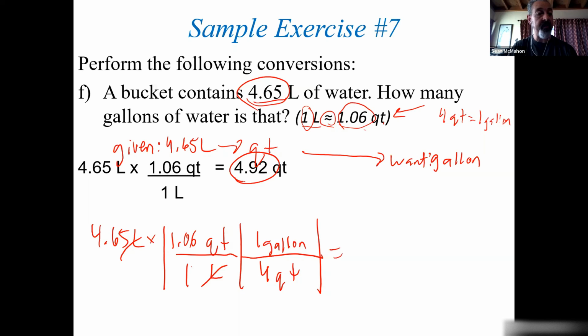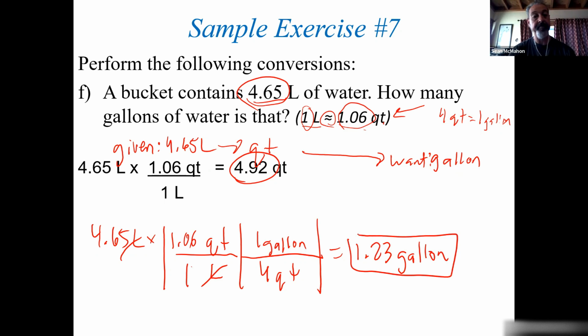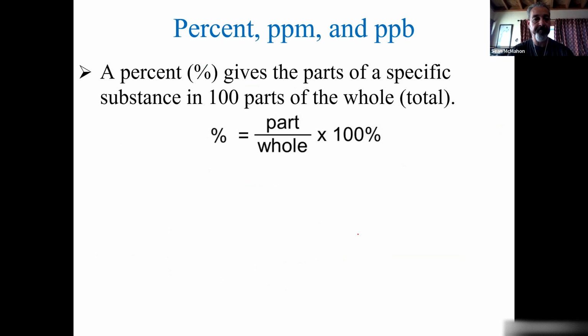And I want 3 sig figs, and I get 1.23 gallons. So that would be my final answer. So that's kind of using conversion factor dimensional analysis when there's like 1 or 2 conversion factors.